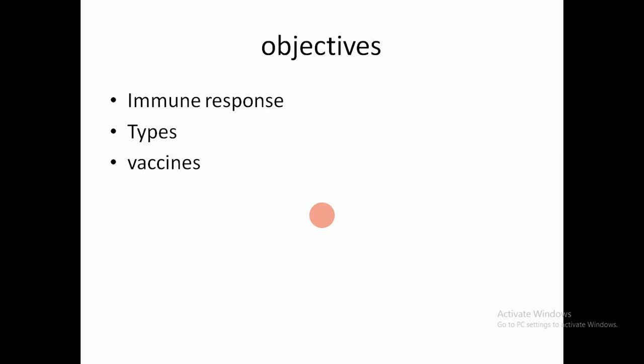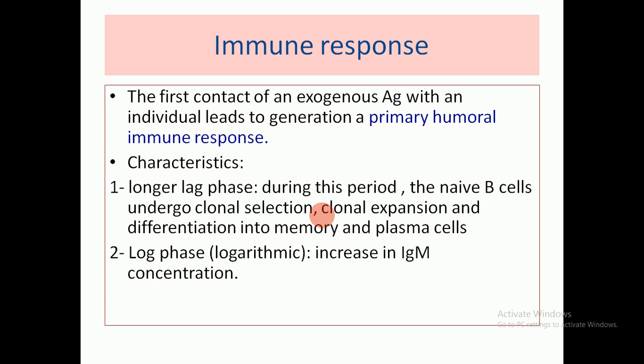The title of this lecture is Immune Response, and the objectives of this lecture are the definition of the immune response, the types, and vaccines. Immune response is the contact between antigen and the antibody that stimulate the immune system to react against this antigen, so it is called immune response.